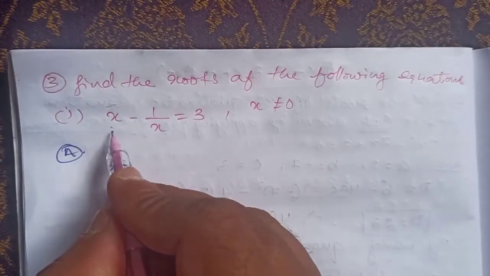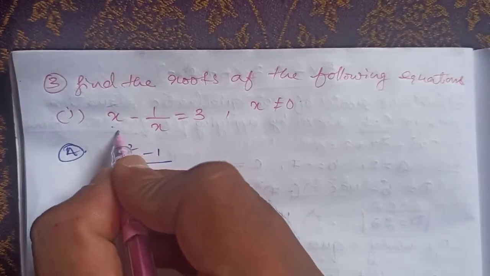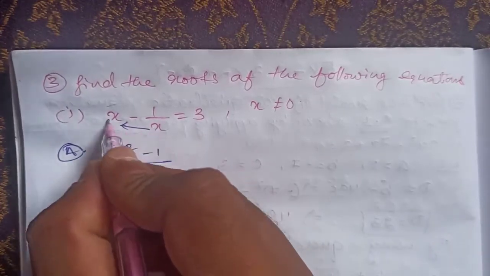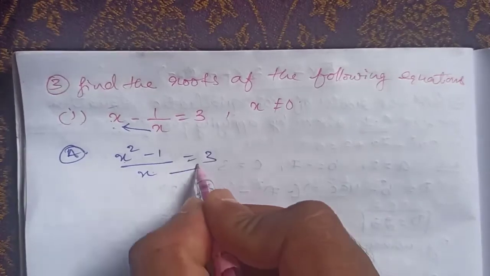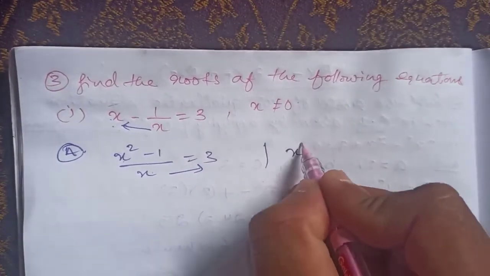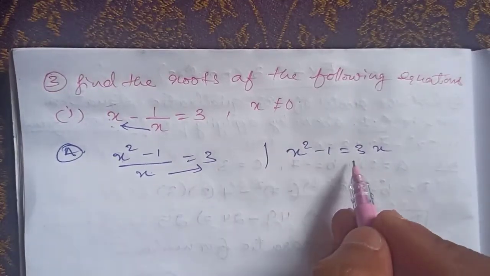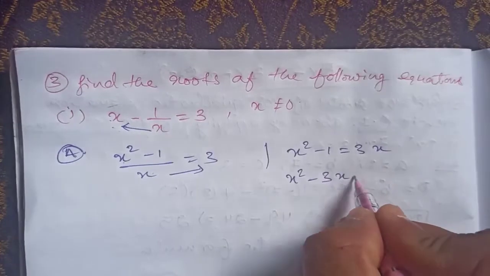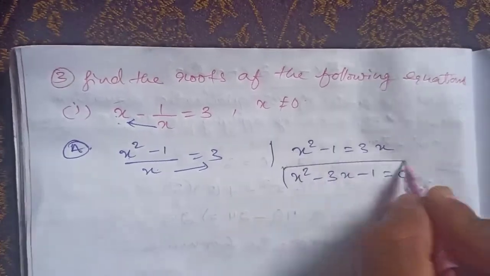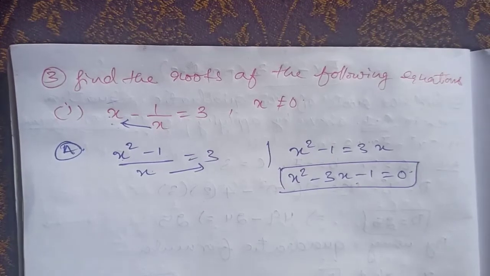So I will multiply x here. x square minus 1 by x, there is no denominator, so you multiply x here, so that x square minus 1 by x equals to 3 you will get. Multiply x here, you will get x square minus 1 equals to 3x. Okay, x square minus 1 equals to 3x. Bring 3x this side. x square minus 3x minus 1 equals to 0. This is the standard form. Okay, this is the standard form of quadratic equation.